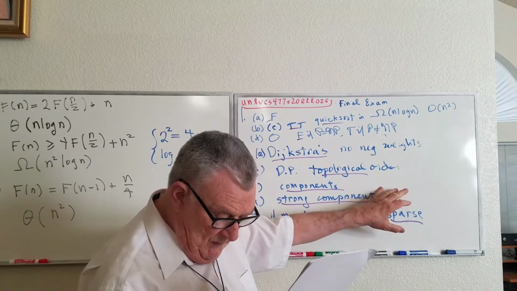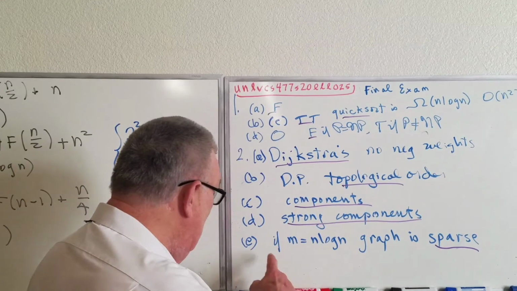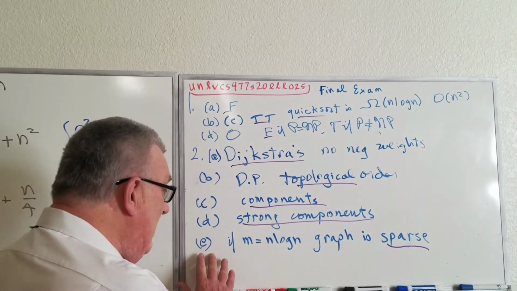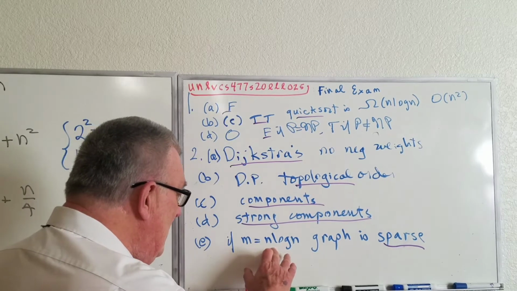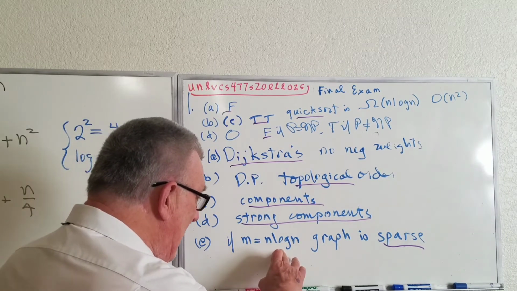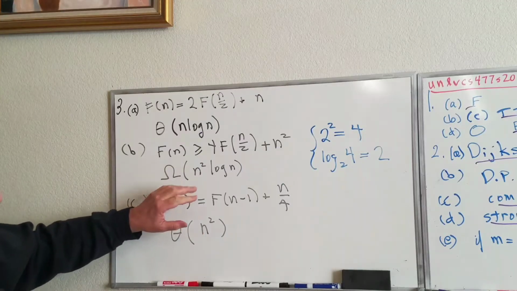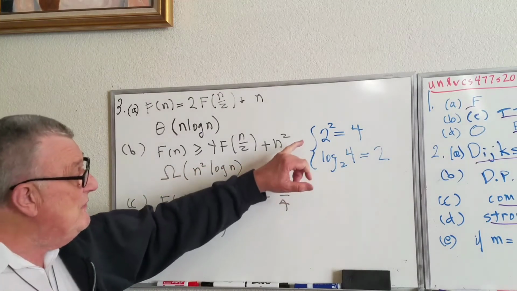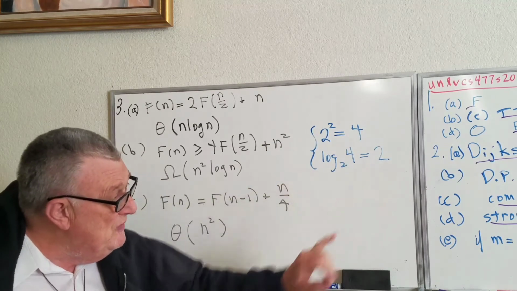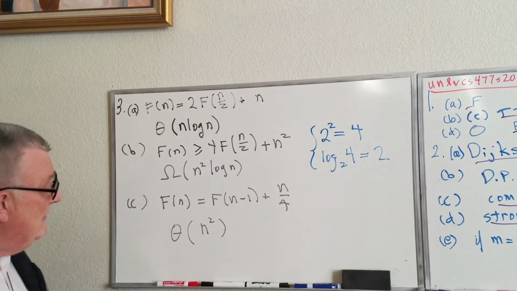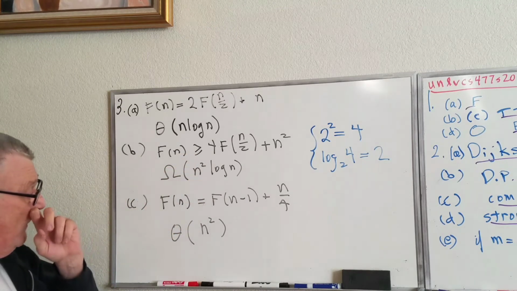Now, here we have E. If the number of edges equals n, the number of vertices, times log n, then the graph is sparse. The master theorem: it's based on the fact that 2 squared is 4, or the base 2 logarithm of 4 is 2, same thing. And it's omega because that's greater than or equal to, so it's n squared log n.